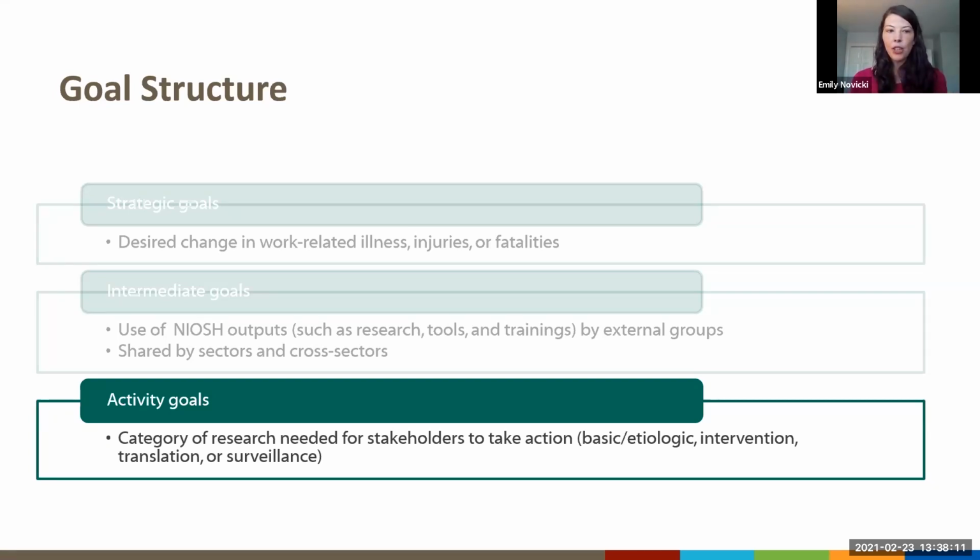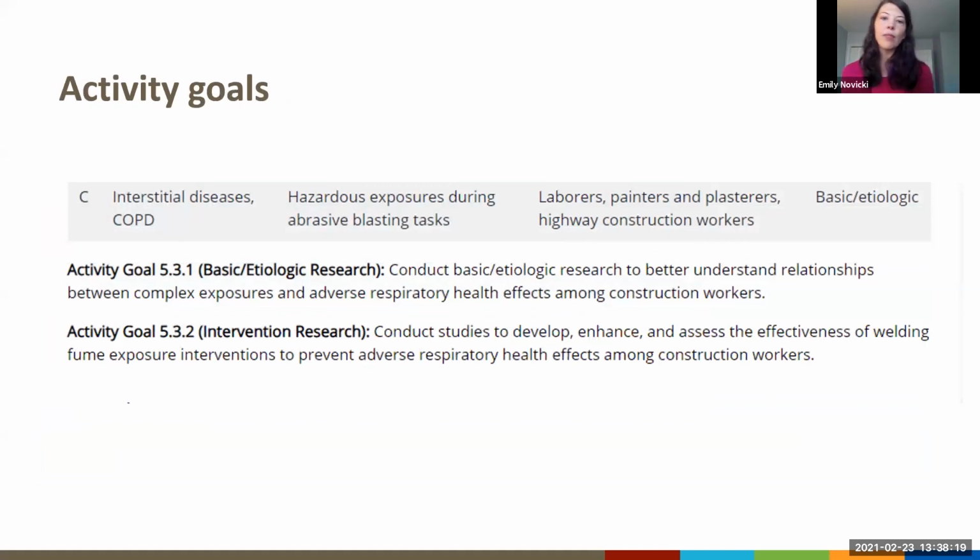So the really challenging part, I think, is figuring out your intermediate goal. And then from there, it should be pretty straightforward to figure out which activity goal it is based on the type of research. So here's an example for a goal. And you'll notice that it only has two kinds of research, basic etiologic and intervention. And that's because that's all we thought was necessary. Sometimes we're just not there yet to get to the later stages. So we need to focus on the earlier ones. We're not at translation yet, so we don't have a translation goal. We didn't feel like surveillance research was needed, so we don't have a surveillance research activity goal for this particular one.